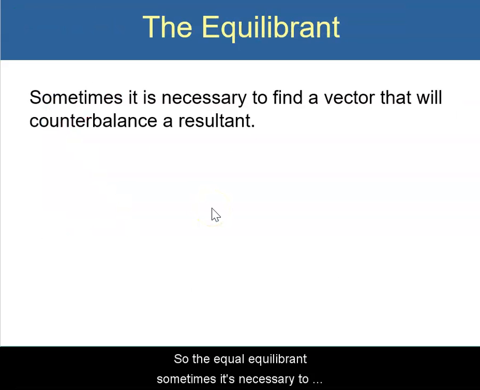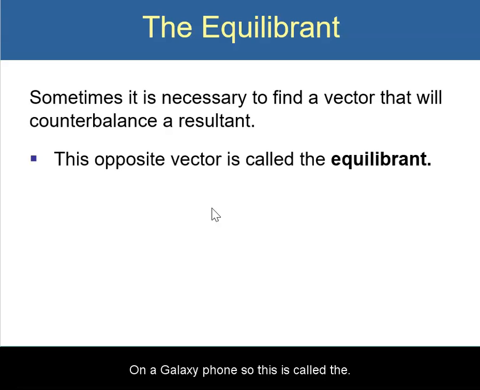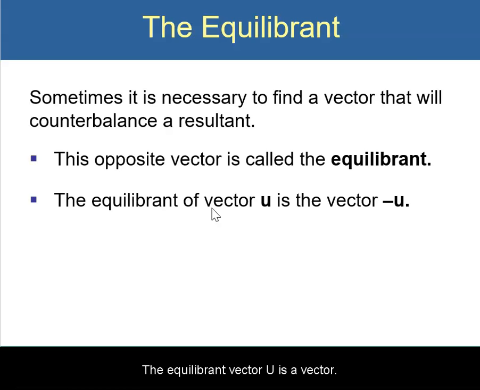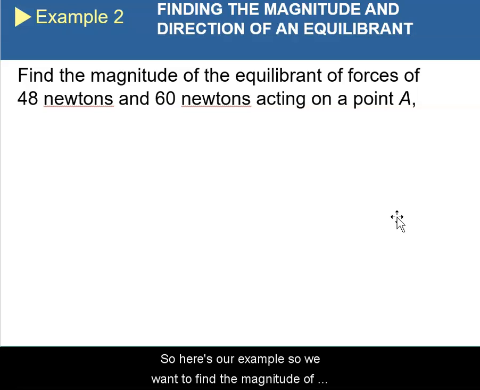Okay, so the equilibrant. Sometimes it's necessary to find a vector that will counterbalance a resultant. This opposite vector is called the equilibrant. The equilibrant of vector u is the vector negative u. So here's our example.